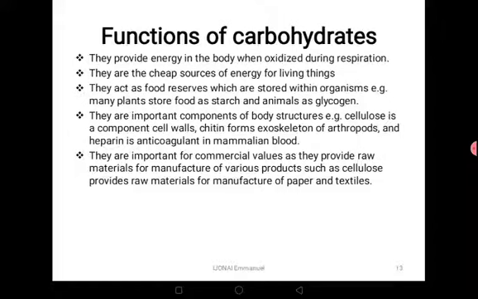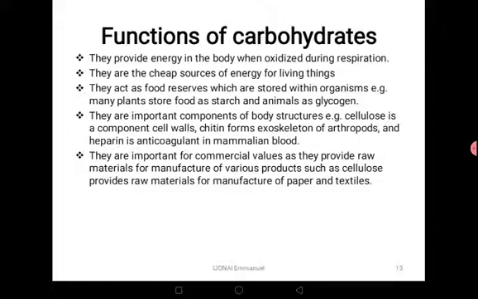They are important components of body structures. For example, cellulose is a component of cell walls in plants. Chitin forms the exoskeleton of arthropods, and heparin is an anticoagulant in mammalian blood, which prevents blood from clotting, which keeps the blood liquid when it is flowing in blood vessels. So they form different structures in the bodies, and they are very vital structures.